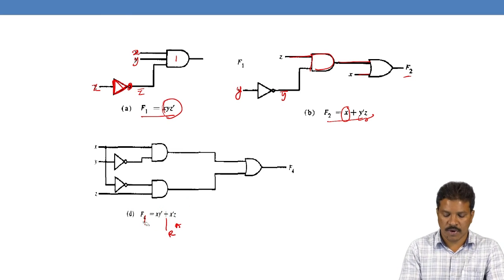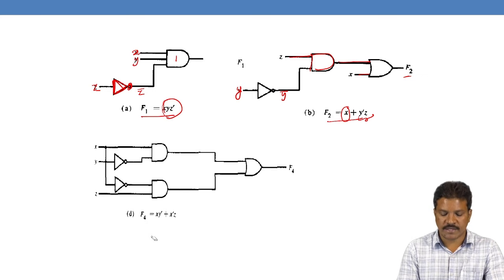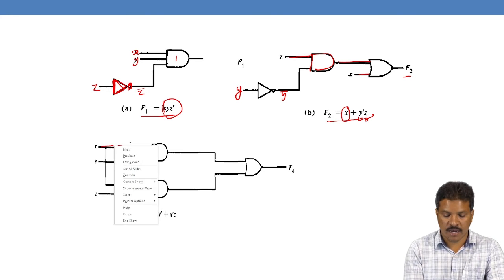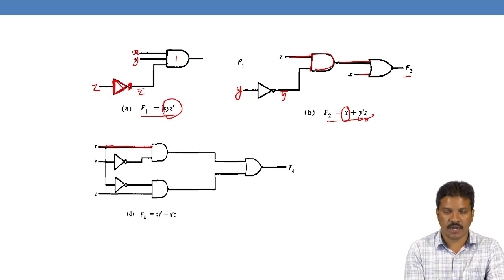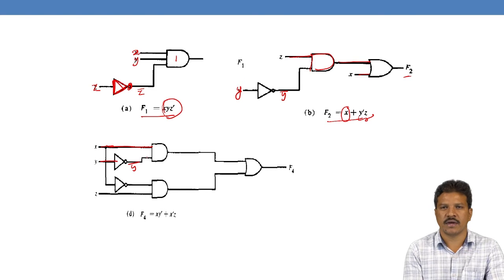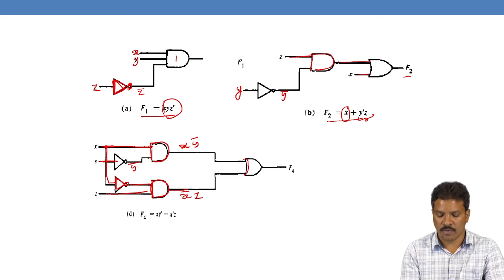So x y bar plus x bar z. Take x directly as the normal x value, and then y passes through an inverter to get y bar, giving x y bar. Because it is a product term, we need an AND operation. For x bar z, the x input is passing through the NOT symbol and we get x bar, and z is directly given to the AND gate. You will get x bar z. Then we connect it to an OR gate and we get x y bar plus x bar z.